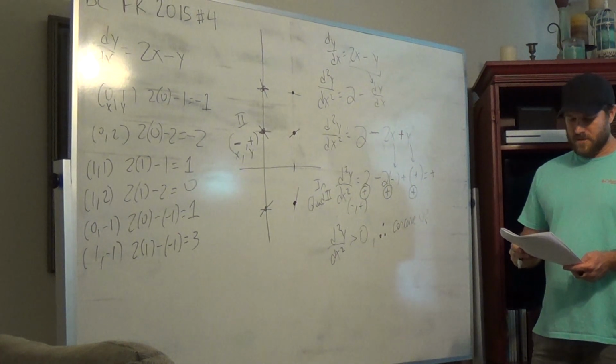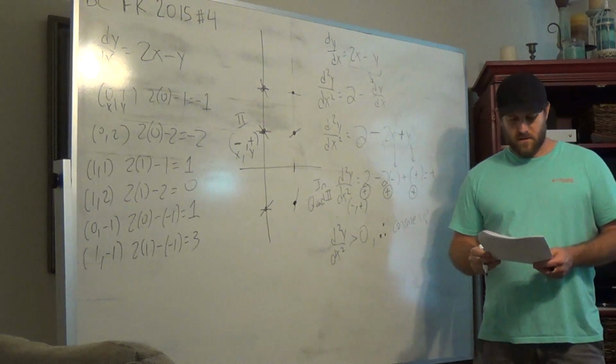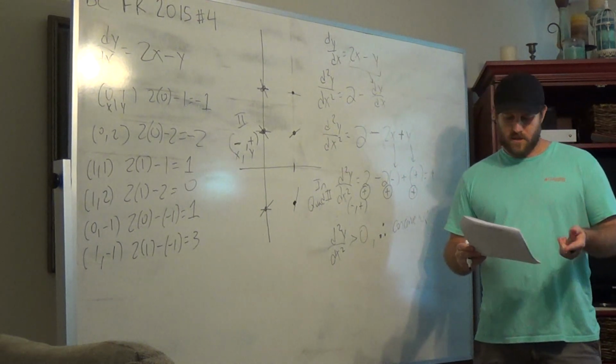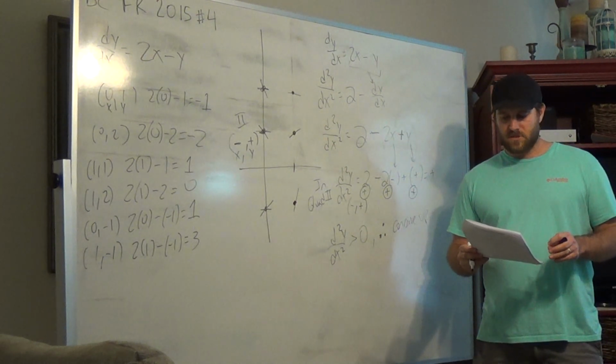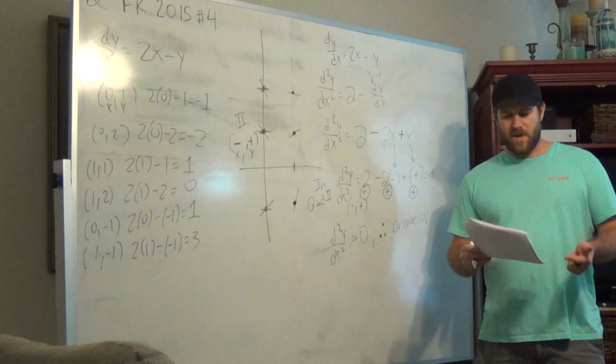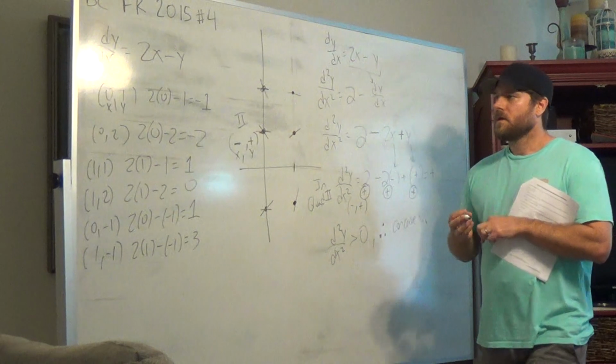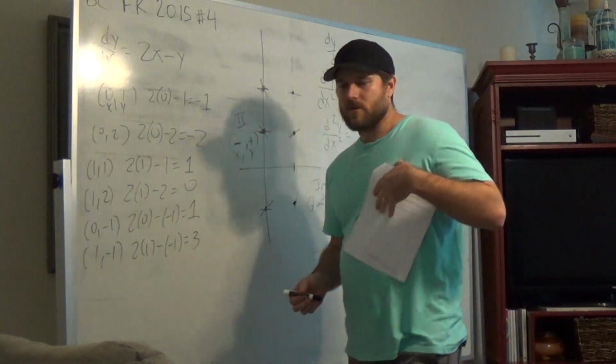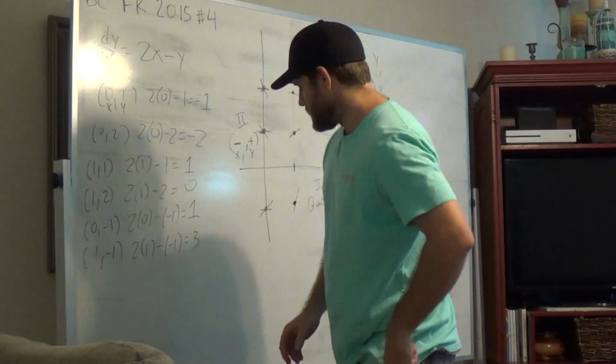All right, part C. Let y equals f of x be the particular solution with the initial condition of f of 2 equals 3. Does f have a relative minimum, maximum, or neither? Now I haven't done this question, but before I do this, I'm going to go ahead and erase.